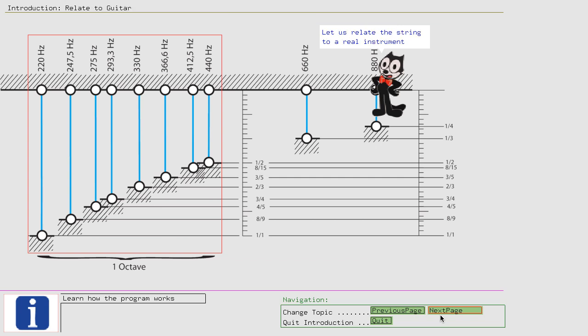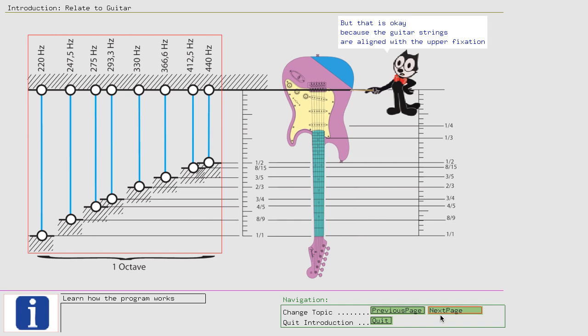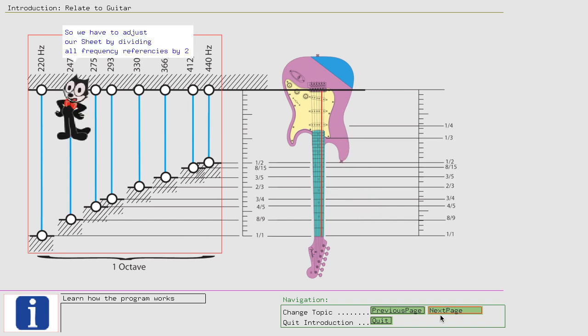Let us relate the string to a real instrument, the guitar. Oops, the guitar's on the head, but that's okay, because the guitar strings are aligned with the upper fixation. The A string of the guitar has a fundamental of 110 Hz. So we have to adjust our sheet by dividing all frequency references by 2, which is the same as transposing all notes 1 octave lower.